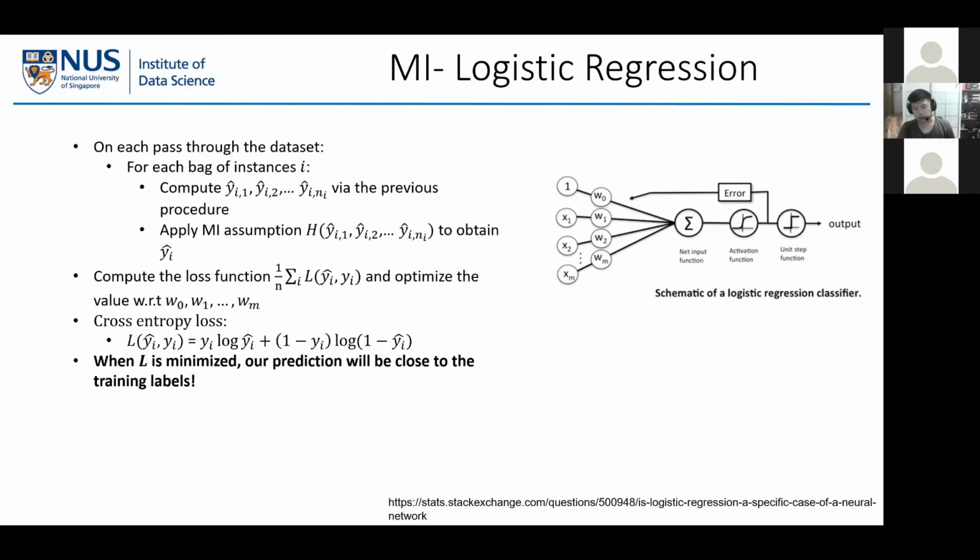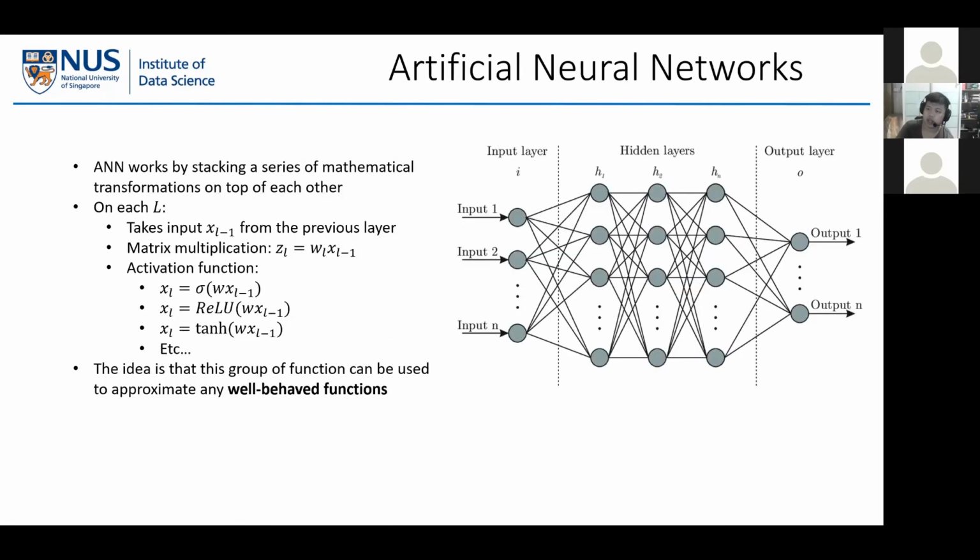Some of you must be familiar with this representation, which is how we usually visualize an artificial neural network. An artificial neural network is basically stacking a series of mathematical transformations on top of each other. This is similar to our previous logistic regression, in which in each layer we do multiplication and apply an activation function, but instead of giving the output directly, we pass it through the next layer and perform the same operation all over again. On each layer, we take input from the previous layer, do matrix multiplication with some weight vectors that we are trying to learn, and apply an activation function. With logistic regression, we're constrained to the sigmoid activation function, but with a neural network we can have other activation functions, like the popular ReLU and the hyperbolic tangent, and so on.